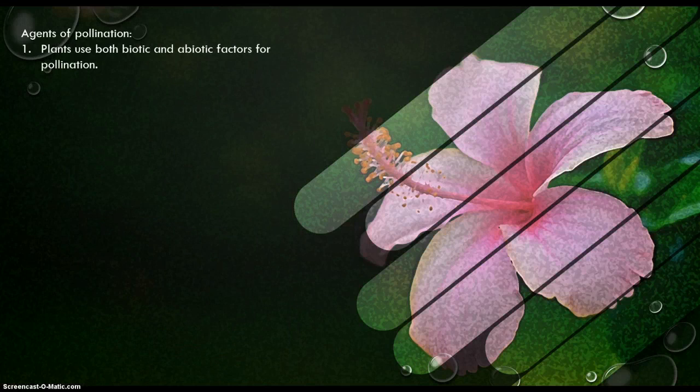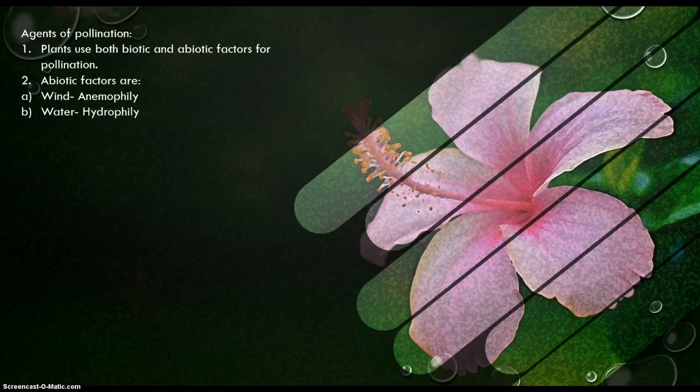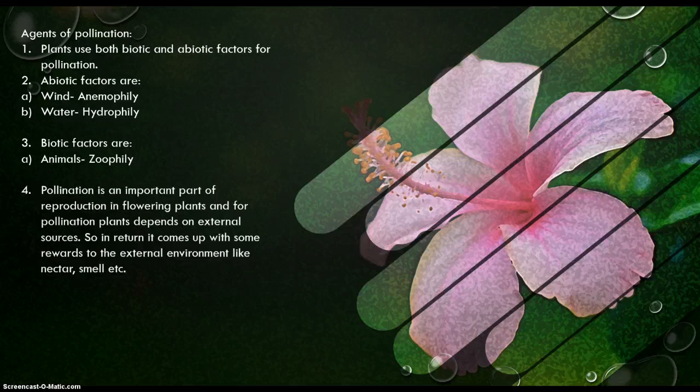For transferring the pollen grains from one flower to another flower of the same plant or a different plant, we need some agents. These agents can either be abiotic or biotic. Abiotic factors are wind and water. Transfer of pollen grains by wind is known as anemophily, and by water is known as hydrophily. Biotic factors are known as zoophily.